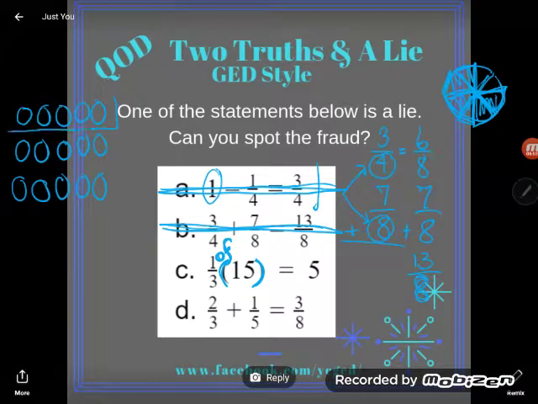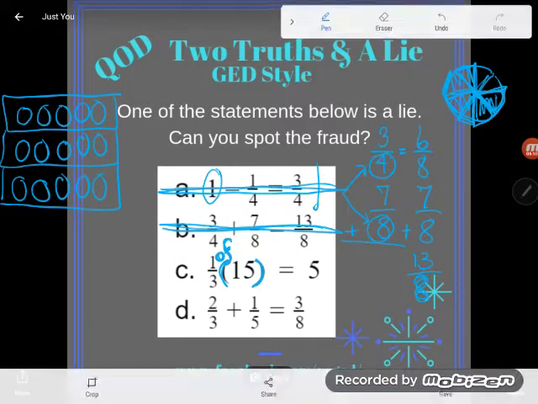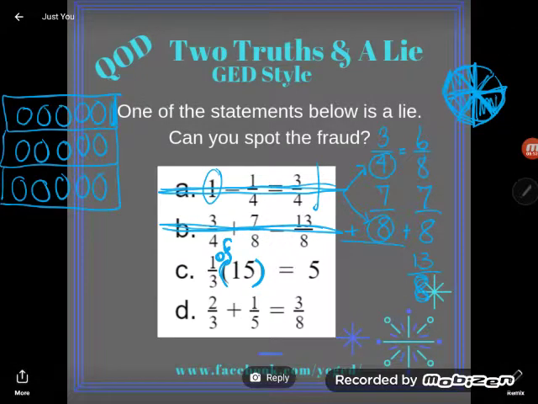So let's do it. 1 group, 2 groups, 3 groups. There, I took 15 and I broke it into thirds. Now, how many of those thirds do I get? I just get one of those thirds. So I just have one of those groups. 1/3 of 15 is 1, 2, 3, 4, 5 things. 1/3 of 15 is 5.